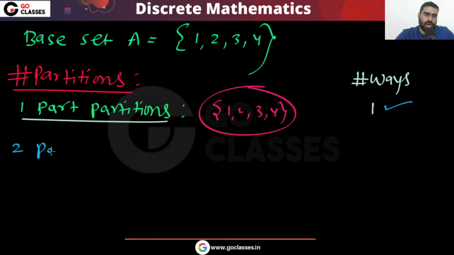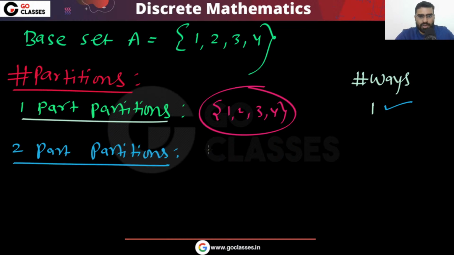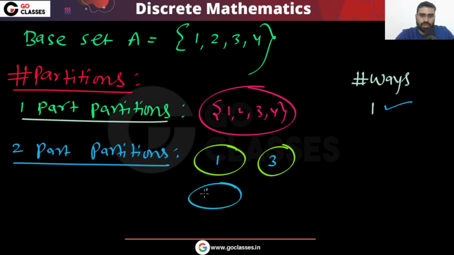Okay, let's calculate how many two-part partitions there are. What will be the number of two-part partitions? You want two-part partitions, which means there will be two categories. Either you can separate them like this, 1, 3, or you can separate them like 2, 2. So these are the two separations you can do.